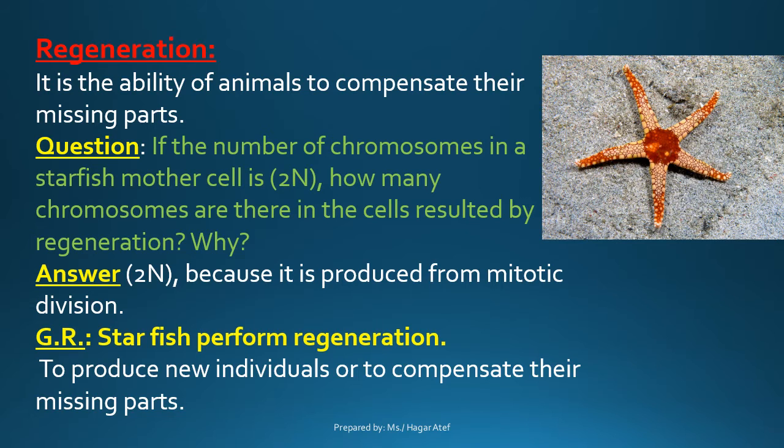Question: if the number of chromosomes in a starfish mother cell is 2n, how many chromosomes are there in the cells resulting from regeneration and why? The number will be 2n because it is produced from mitotic division. Give reason: starfish perform regeneration. Why? To produce new individuals or to compensate their missing parts.